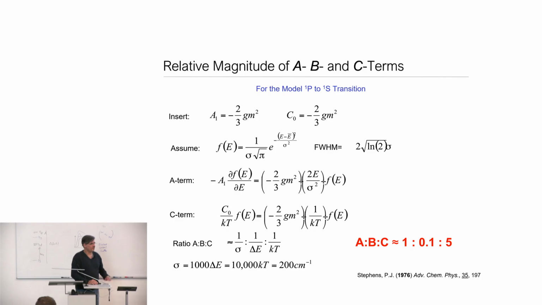Now cool that down to like 4 Kelvin and the C term is like 500 times more intense than the A term. That means when you do transition metal MCD, it's basically all C term. So 99% of everything that you're looking at is actually C term. Okay.